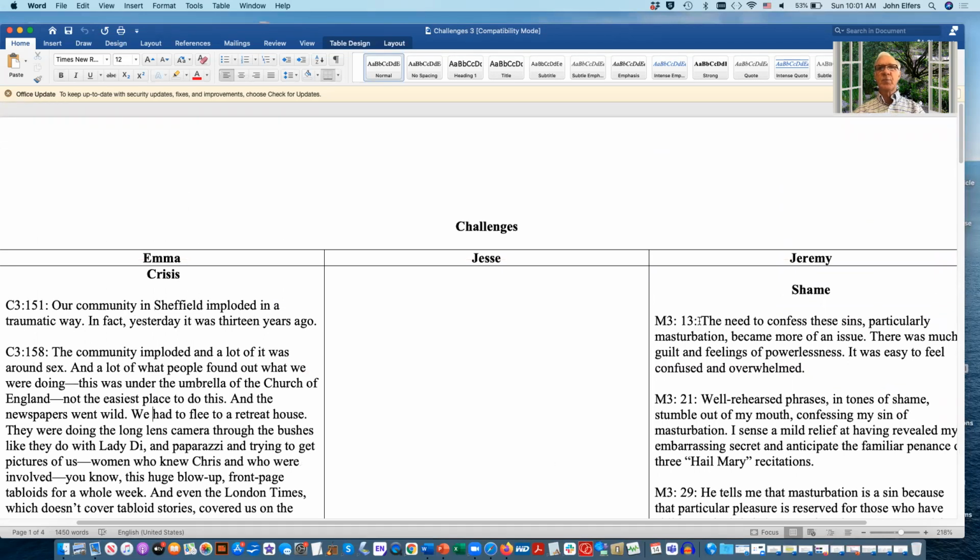I also, again, have my breadcrumbs. It takes me right back to where I can find that in the original transcript if I need to do that.